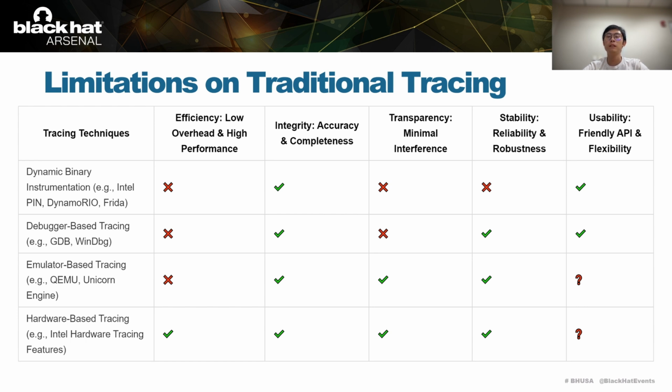And the next one is stability. QEMU can execute any large program and even the operating system, so the stability is very good. But for usability, we have a question mark, because QEMU needs a lot of configuration before you actually start tracing. And QEMU is not cross-platform, so on Windows you can't use this kind of emulator-based tracing technique. And the last one, hardware tracing techniques. We have all the benefits of emulator-based tracing, but only usability is left as a question mark. So that's the main problem we want to resolve with LibIHT.